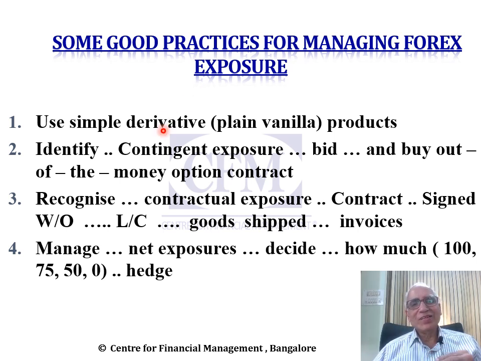1. Use simple derivative products. They are called plain vanilla products. Avoid complex and exotic products. 2. Identify contingent exposure when a bid is made and buy out the money option contracts. 3. Recognize contractual exposure the moment a contract is signed, even though there may be no letter of credit, even though goods may not have been shipped, even though invoices may not have been raised. 4. Manage net exposures and decide how much of the net exposure the company would like to hedge. 100%, 75%, 50%, 0%, or some other percent.